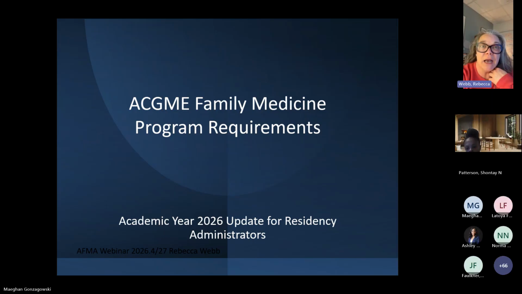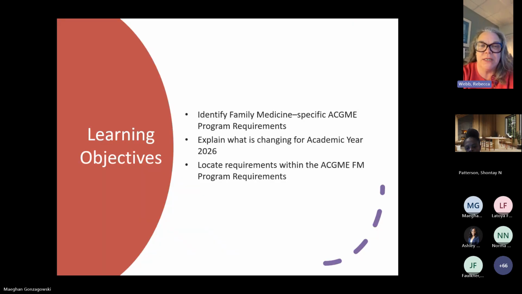So today I wanted to provide you guys with some information regarding the ACGME Family Medicine Program requirements that will be effective as of July the 1st. So bear with me here. I am working off of my phone instead of my computer, so I am going to try and do my best to see this small, tiny little screen here.